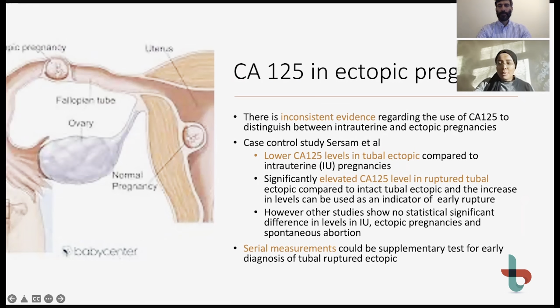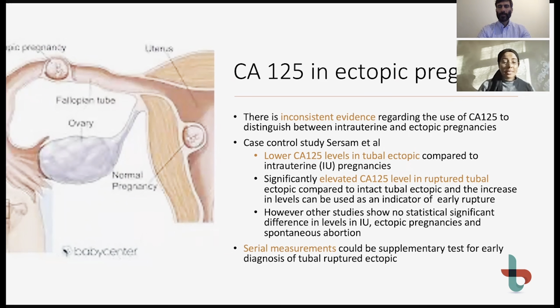So in terms of CA125 in ectopic pregnancy, there is inconsistent evidence regarding the use of it to distinguish between intrauterine pregnancy and ectopic pregnancy. In a case-controlled study, we found that there is a lower level of CA125 in tubal ectopic pregnancies compared to intrauterine pregnancies.